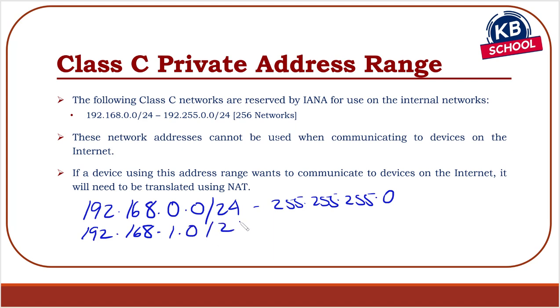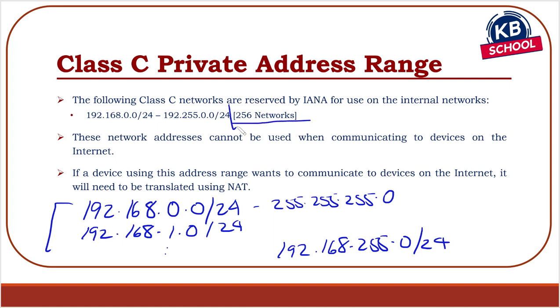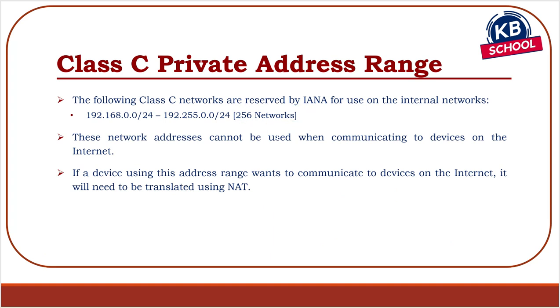The second one would be 192.168.1.0, then 2.0, 3.0, all the way to 192.168.255.0. How many of those networks do I get if I start from 0 to 255? The total number of Class C private networks is 256 networks, all the way from 192.168.0.0 to 192.168.255.0. This is wrong. I need to fix this over here.